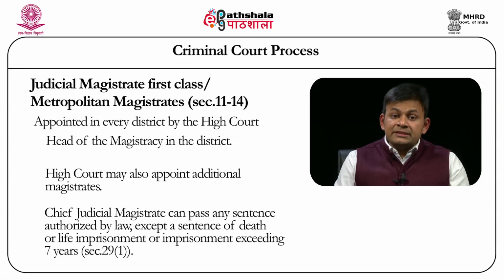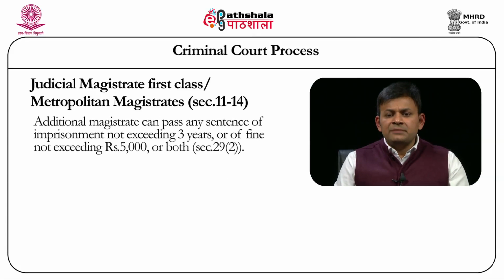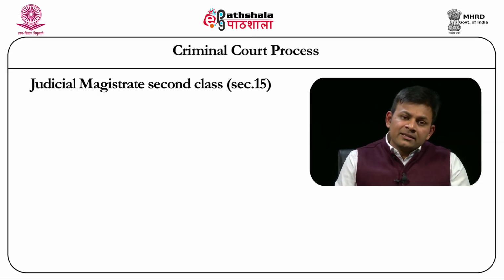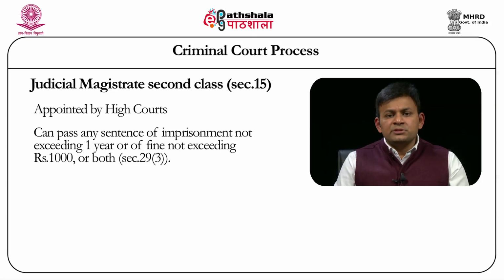The Chief Judicial Magistrate can pass any sentence authorized by law except a sentence of death or life imprisonment or imprisonment exceeding 7 years. Additional magistrates can pass any sentence of imprisonment not exceeding 3 years or a fine not exceeding rupees 5,000 or both. Judicial Magistrates second class are again appointed by the High Courts, and they can pass any sentence of imprisonment not exceeding 1 year or a fine not exceeding rupees 1,000 or both.